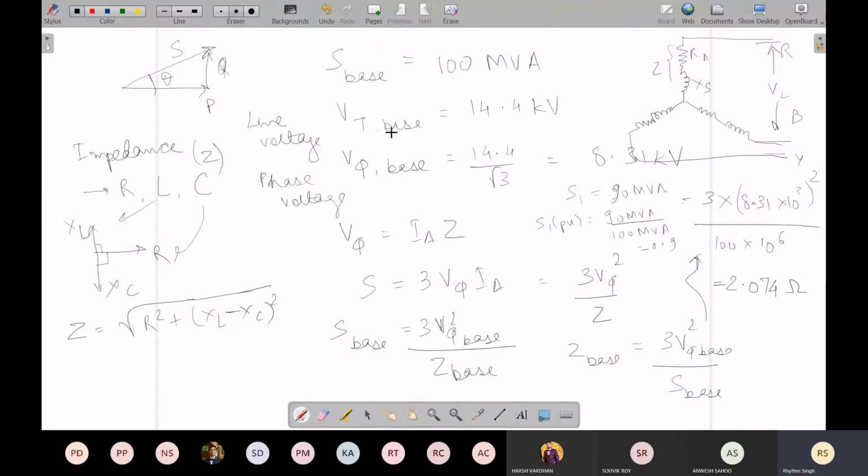So accordingly, depending upon the connection, this will be converted into phase voltage. If it is a star connected machine, this will be divided by √3. If it is a delta connected machine, this will be the same as VT, so Vφ will be equal to VT. This comes depending upon what type of connection is there. So you got the base values for power, line voltage and phase voltage.